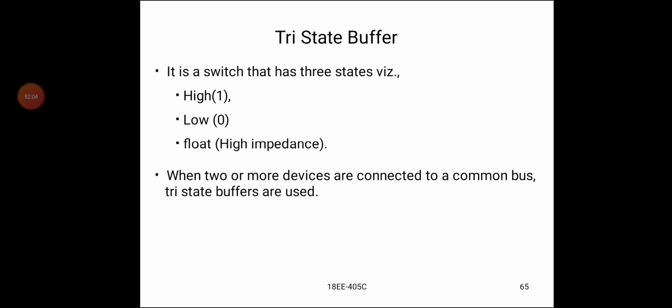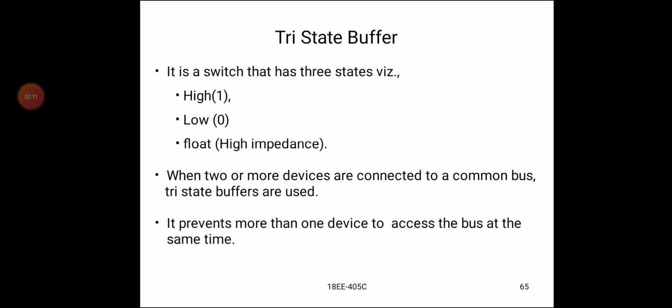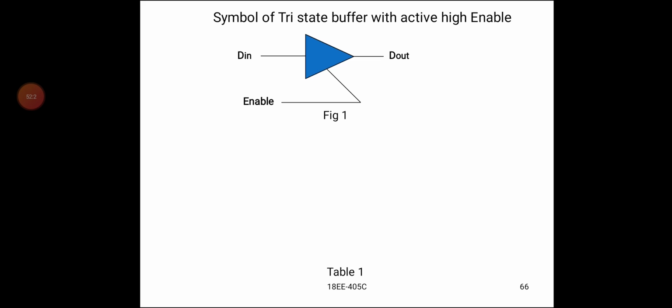When 2 or more devices are connected to a common bus, tri-state buffers are used. It prevents more than one device from accessing the bus at the same time. The tri-state buffer is used to prevent more than one device from accessing the bus at the same time.